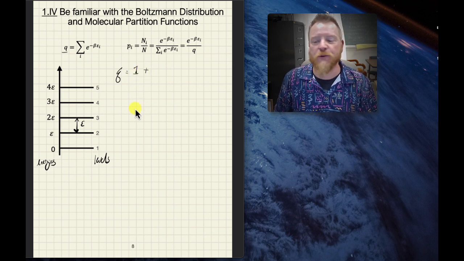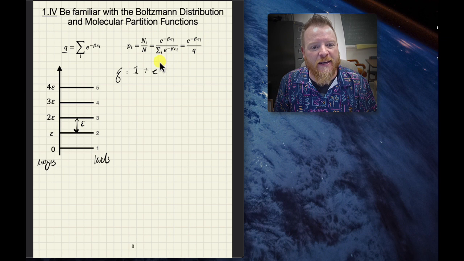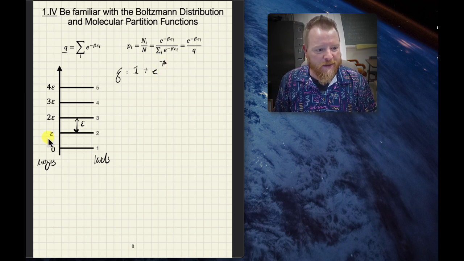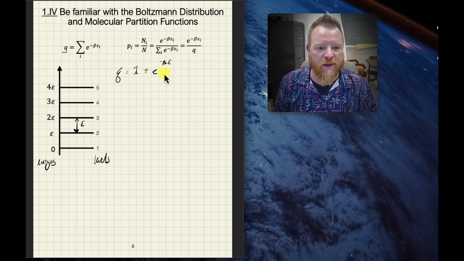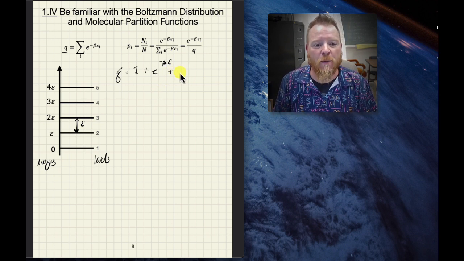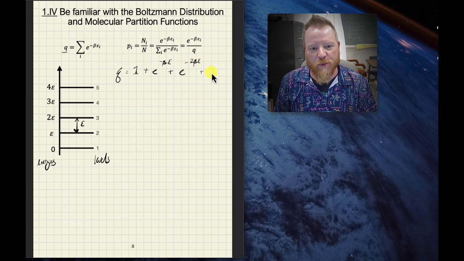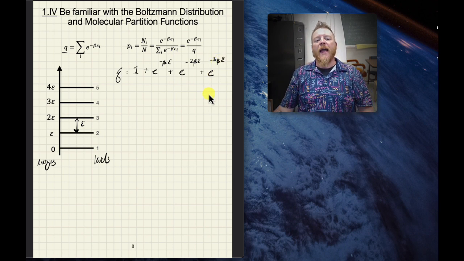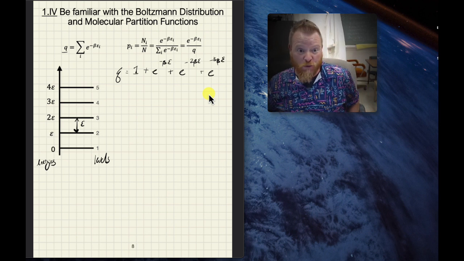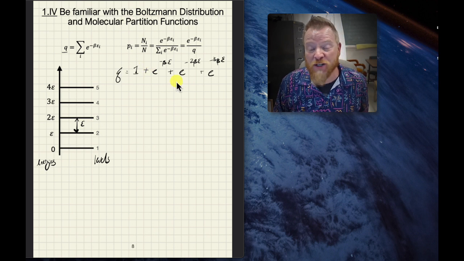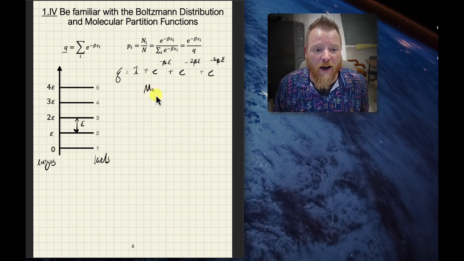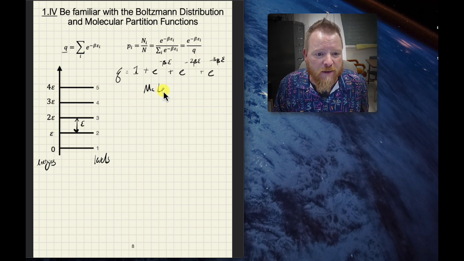Okay. So let's do the next state. So that's going to be e to the negative beta times that value, epsilon. I'll use the correct name of the Greek letter this time. And if we keep going on the sum, we're going to get e to the negative 2 beta times epsilon. And if we keep going to the next level, e to the negative 3 beta epsilon. And so you can see if we wanted to do this across a great number of states, this would become tedious. Well, as it turns out, this equation has the functional form of a Maclaurin series expansion.